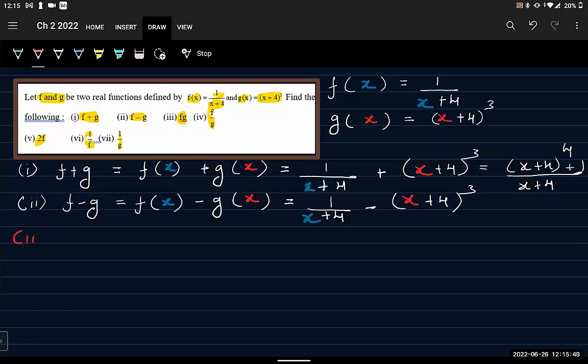The third part says f into g. Again, the definition says this means the functions have to be multiplied.